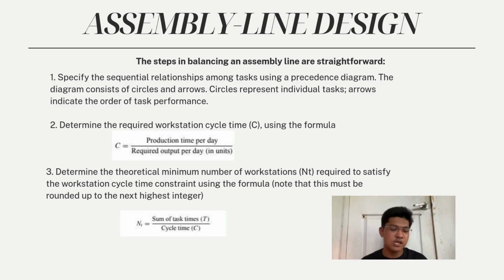Step 3: we need to compute the theoretical minimum number of workstations using the given formula. N equals the sum of the task times divided by the cycle time. We always round this number up to the next whole number.